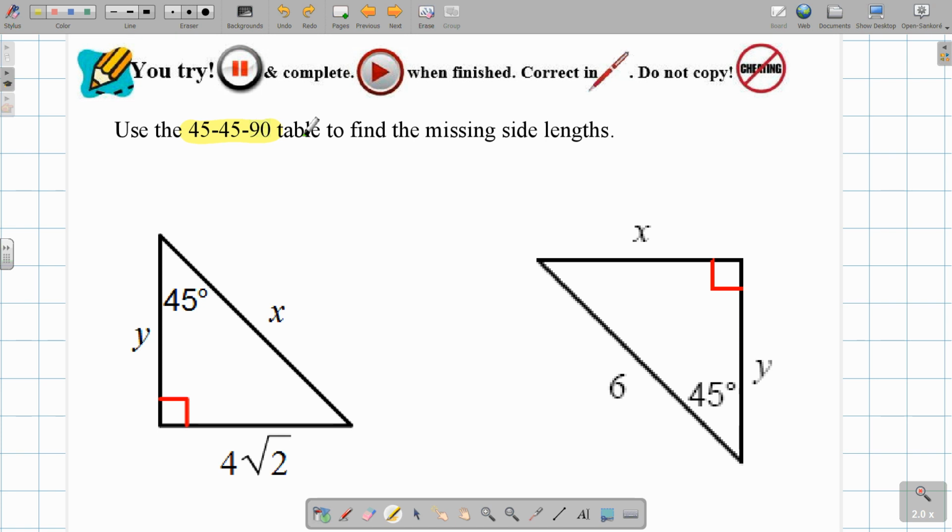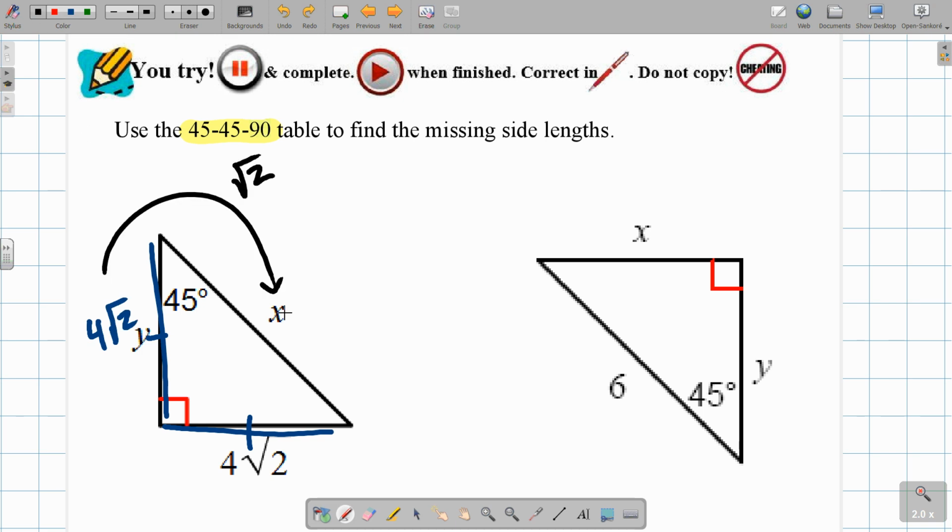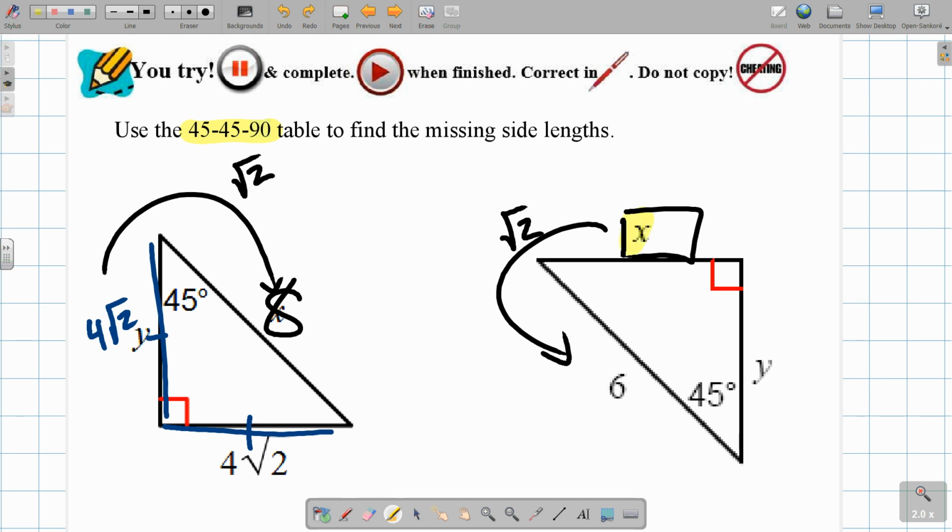Welcome back. Let's see how you did here. So 45, 45, 90, leg, leg, leg, root 2. So your legs had to be equal. If that's 4 root 2, this was 4 root 2. You times by root 2, you should have gotten 8. This you work backwards. Something times root 2 gave you 6. Your something here is 3 root 2. And this should have been 3 root 2 as well.